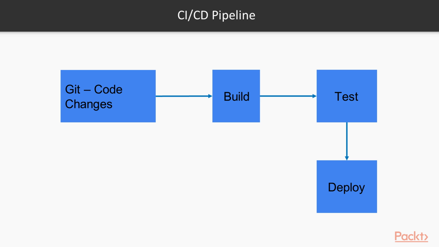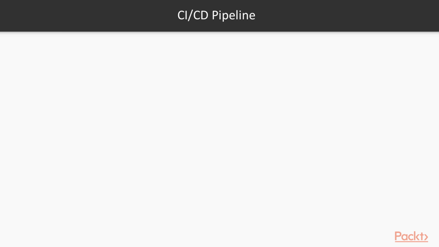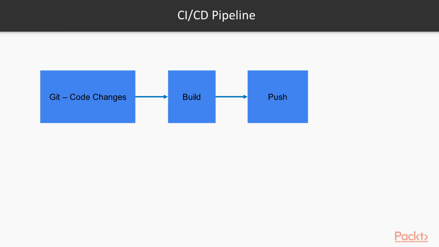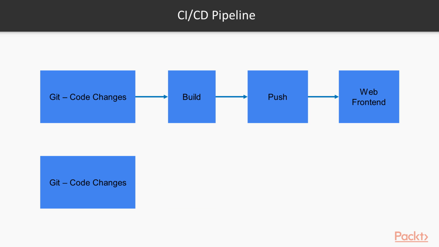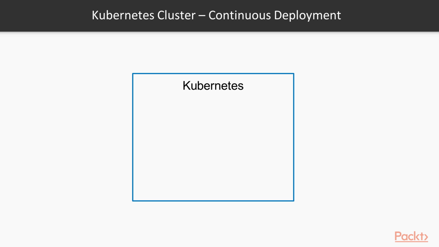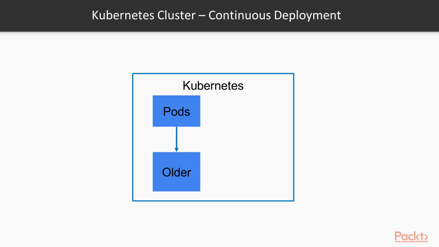So now we can have the same concept when it comes to a Kubernetes cluster. So let's say again you make your code changes to your Git repository. You do a build of your application. We then push the application as a container, and then that container will be pushed to a web frontend pod in your Kubernetes cluster. And then you could do the same thing which you do for your web frontend, also for your database tier. So for both of these pods in your cluster, you can ensure that you have a separate CI/CD pipeline.